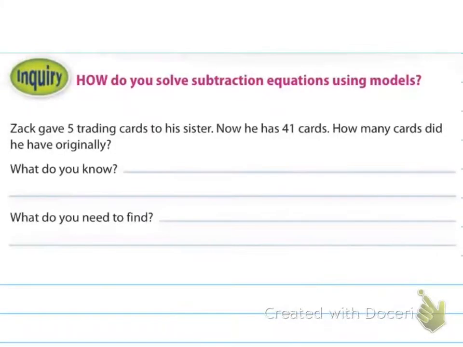Alright, the first part, it says, how do you solve subtraction equations using models? And the story they give us is Zach gave 5 trading cards to his sister. Now he has 41 cards. How many cards did he have originally? So what do you know and what do you need to find? Pause and fill those in.